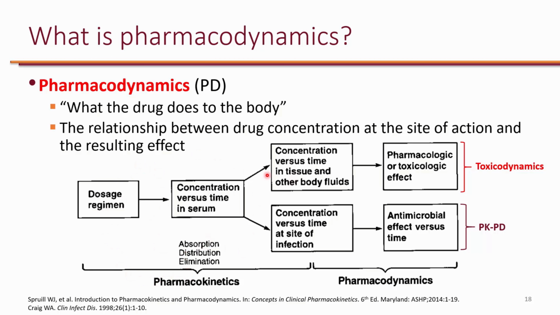And then there will be concentration in the body fluids and also at the site of infection. And at the site of infection is when you want the drug to do something to the pathogens. And that will be the pharmacodynamic outcomes, which we refer to as PK/PD. And of course, there are things that antibiotics do to the body, and those are referred to as toxicodynamics. These are the things that we don't really want antibiotics to do to the body.